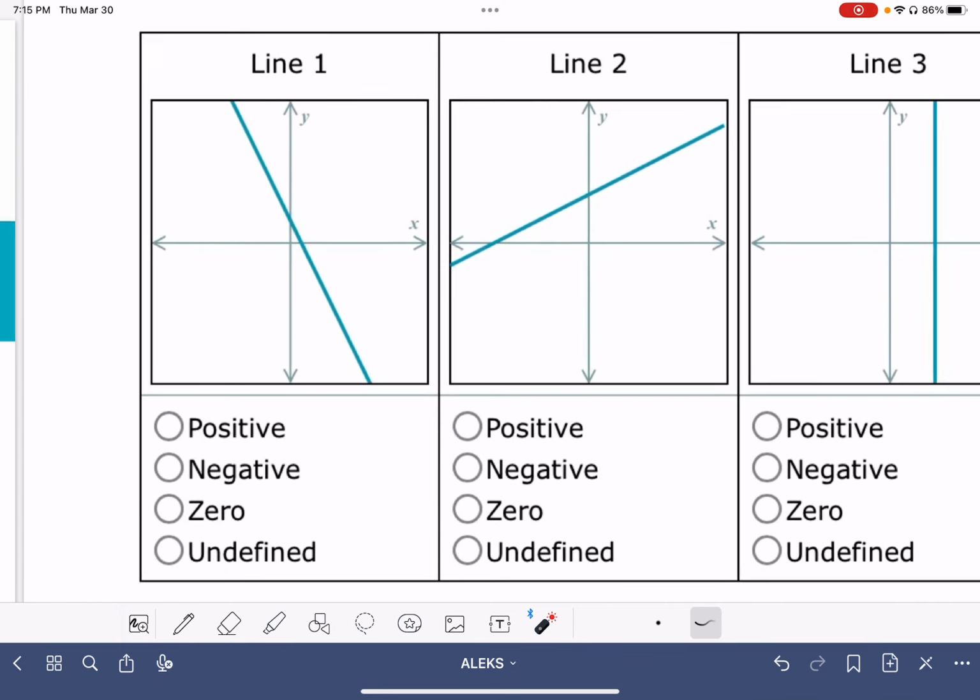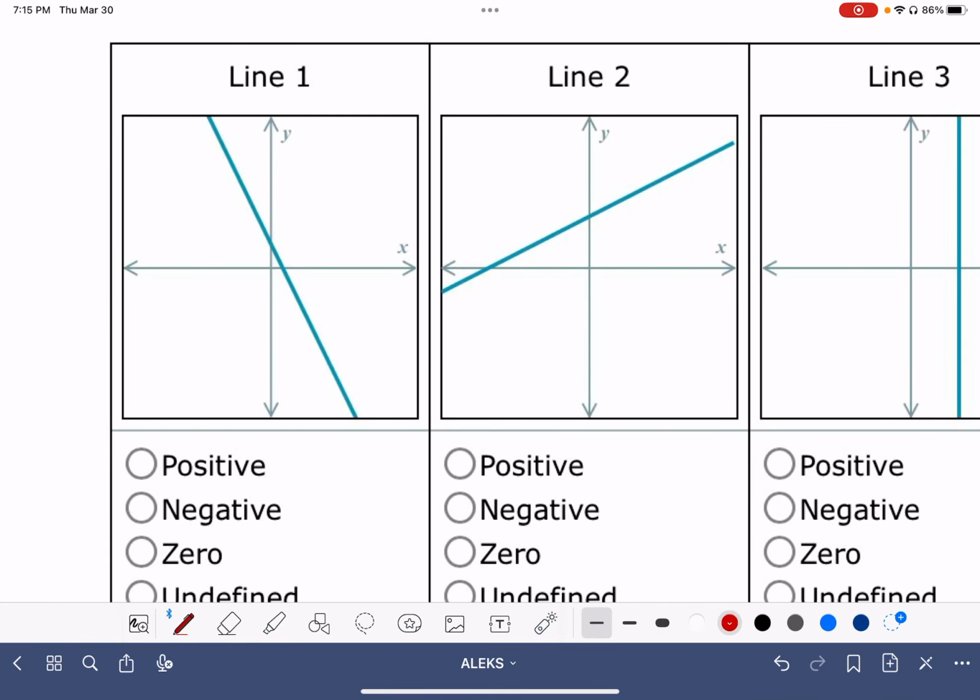To do that, we are going to look at each graph and the line in each graph from the left side of the graph to the right side of the graph. And we're going to take a look at how that line changes as we go from the left to the right.